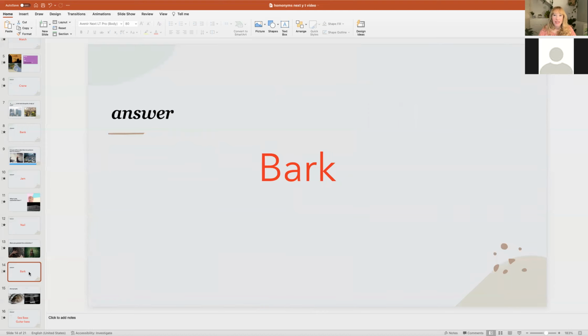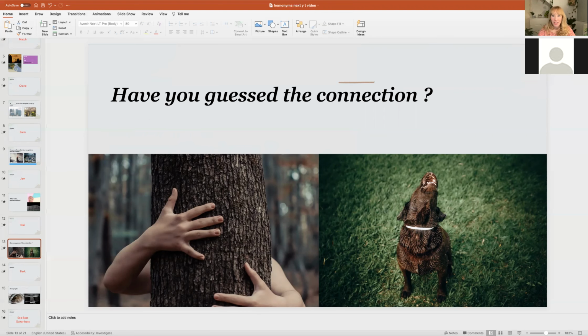Let's see. Bark. The skin of a tree is called the bark of the tree, and the noise that the dog makes is also called barking, or the dog barks.